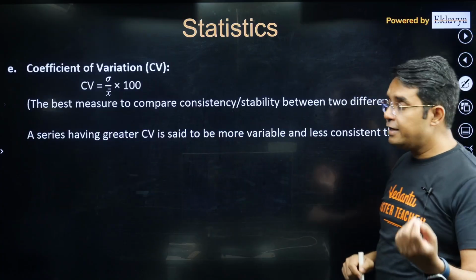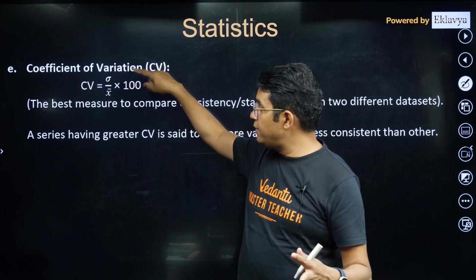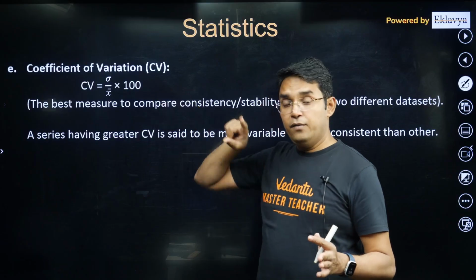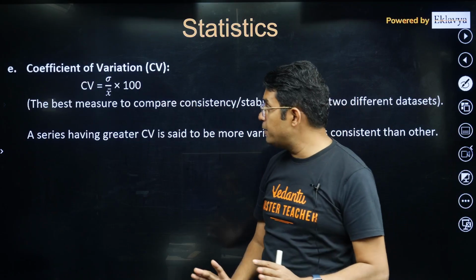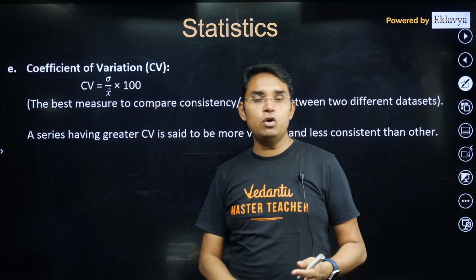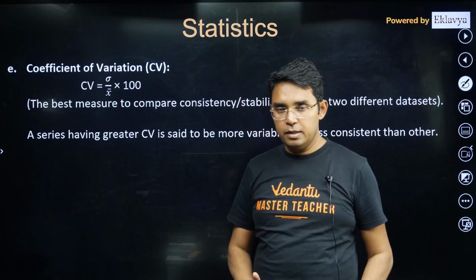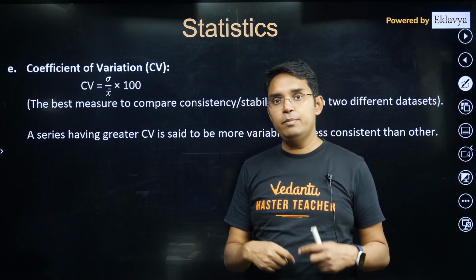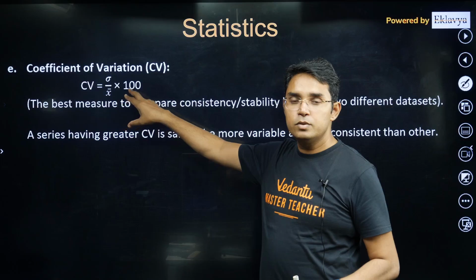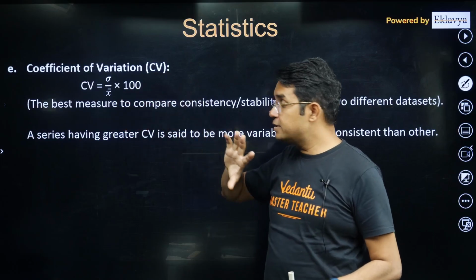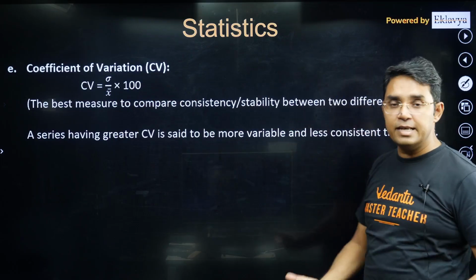Coefficient of variation is just sigma, that is standard deviation, divided by mean, into 100. One important thing I think I have already told, but once again I will repeat, that standard deviation or variance are always calculated about the mean, not about the median. In case of mean deviation, it can be about both mean and median, but here it is about the arithmetic mean only.